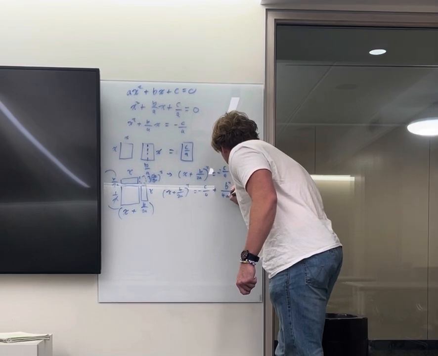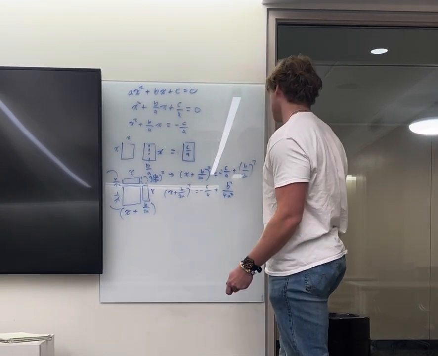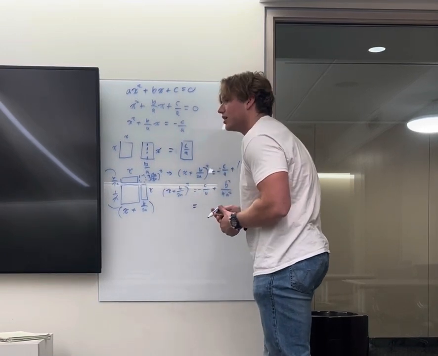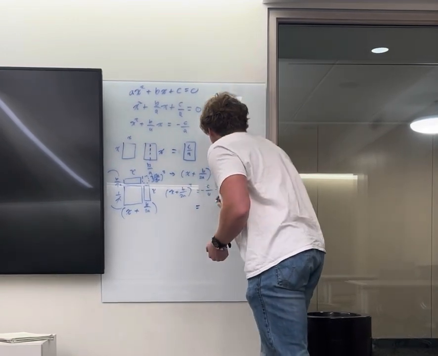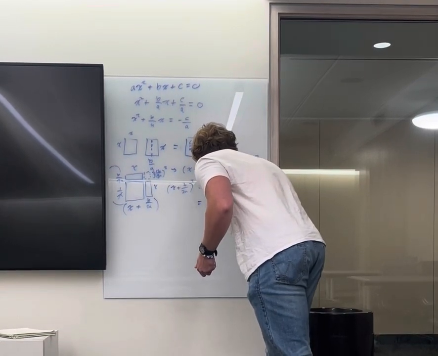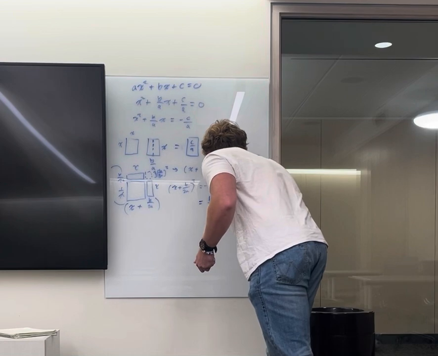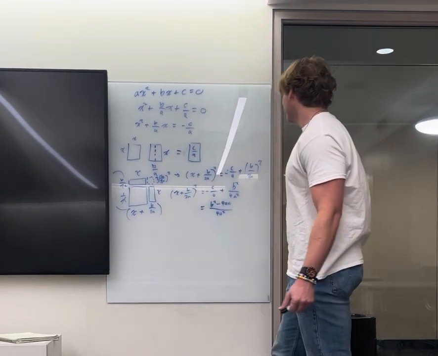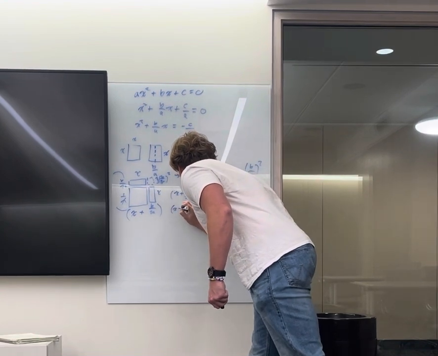b squared over 4a squared. I distributed the square. So if we add these up by using common denominators, we will get b squared minus 4ac over 4a squared. Now that looks pretty familiar, so we've got to keep going. That's a good sign.